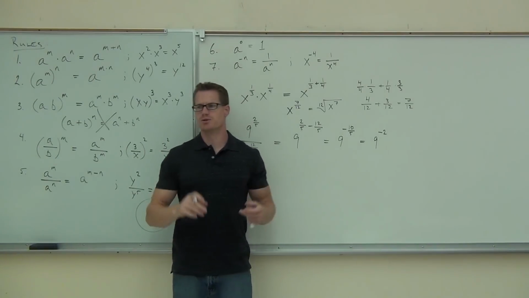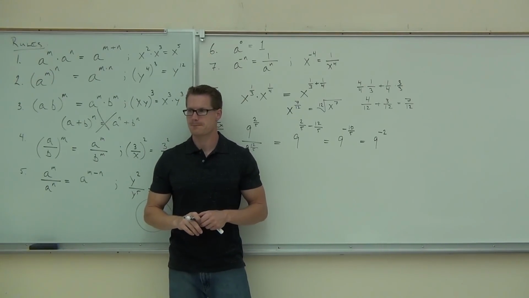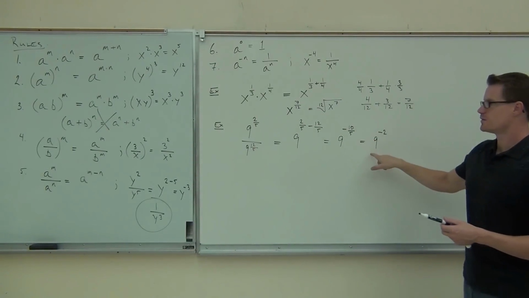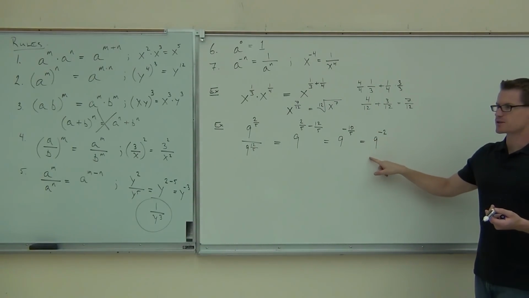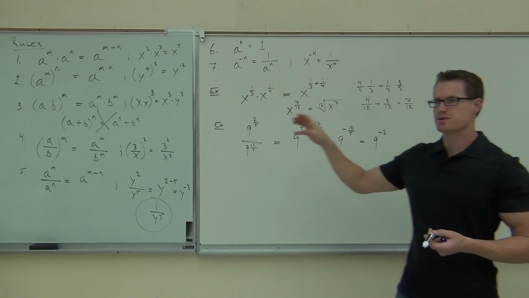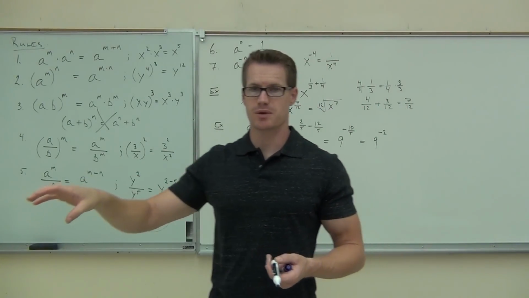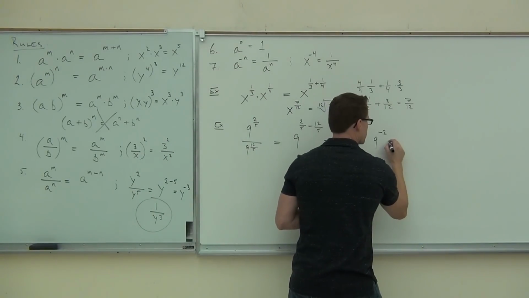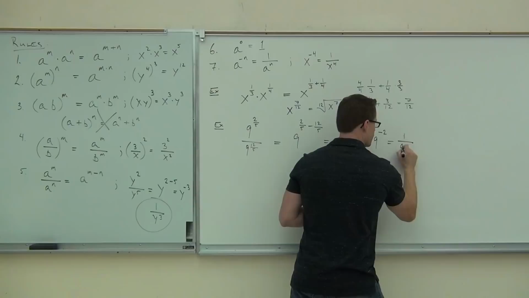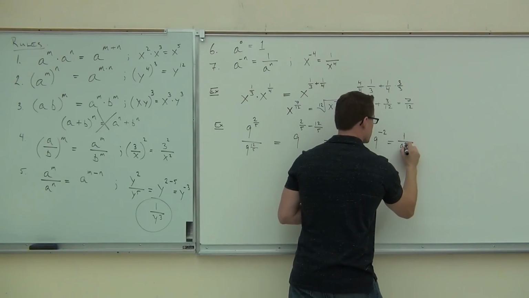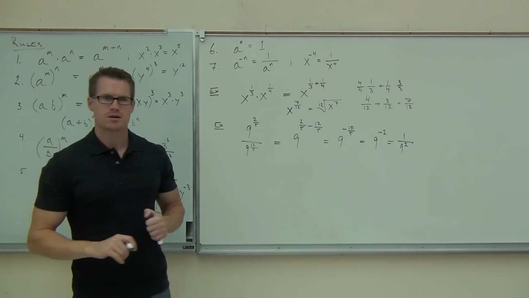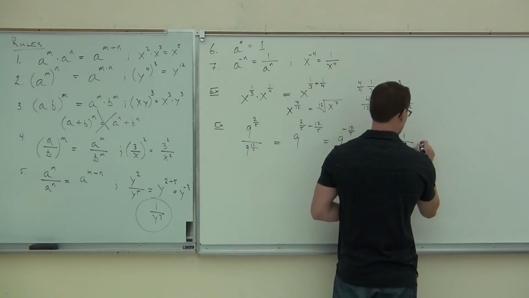Tell me another thing we can do with that. Positive. This is another rule. What rule is this? 7. That's number 7. It says, okay, anything that's raised to a negative exponent, we can make that a positive exponent by putting that on the denominator of a fraction. So right here, we're going to go, all right, I want 1 over 9 squared. Ladies and gentlemen, how much is 9 squared? 81. So this is 1 over 81.